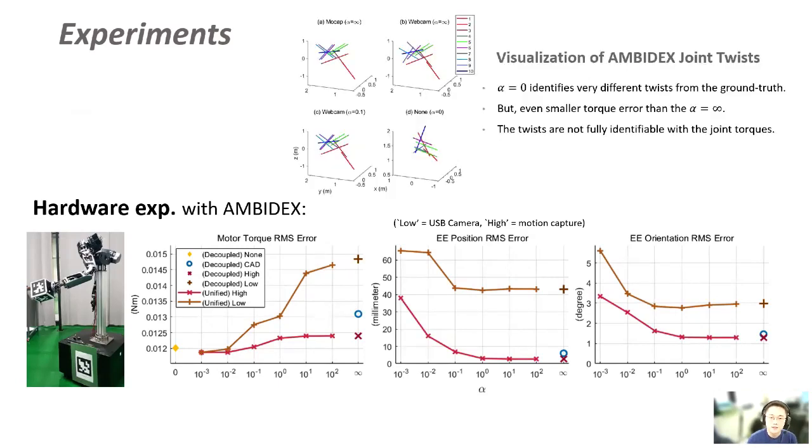More surprisingly, the yellow marker named none denotes the other extreme, where no camera is used, and all kinodynamic model parameters are identified with only the torque error. Thus, it shows almost the lowest torque error, as expected, but as you can see in the fourth subfigure at the top, the joint twists are very different from the ground truth. This means that the joint twists are not fully identifiable from the joint torques. In other words, there exists a null space of the joint twists that does not affect the dynamics.